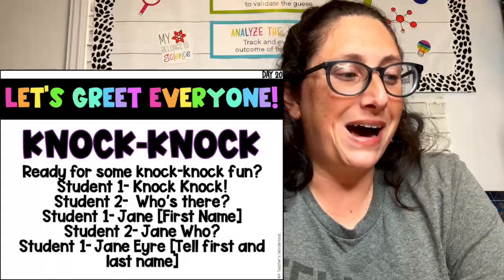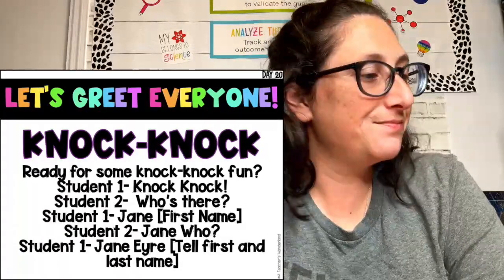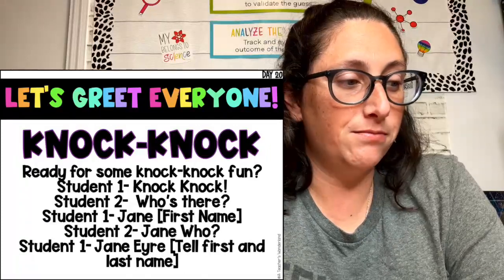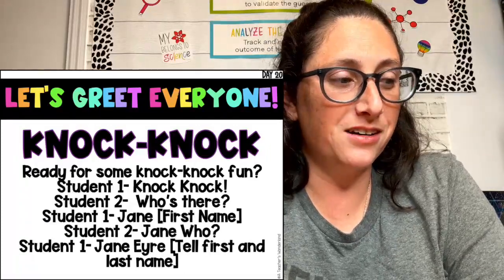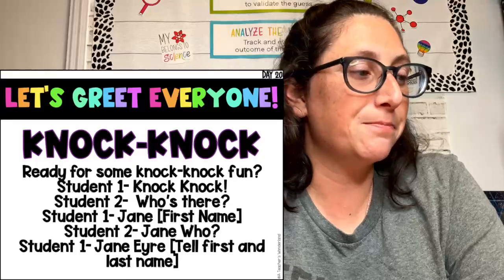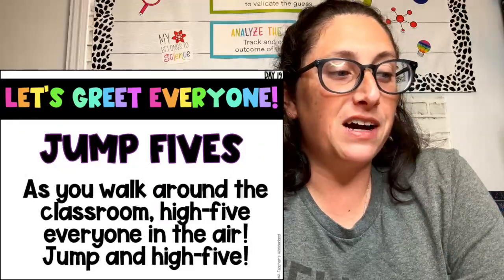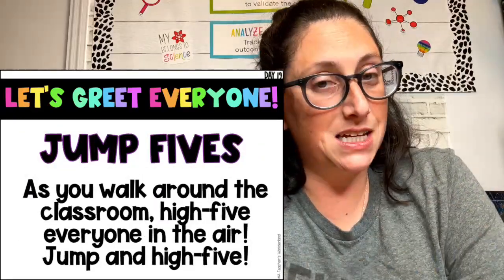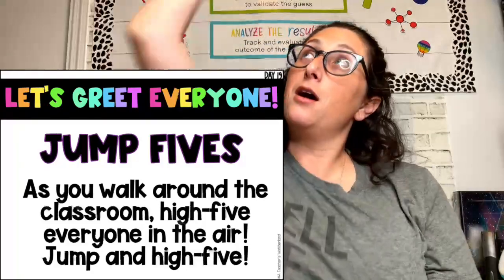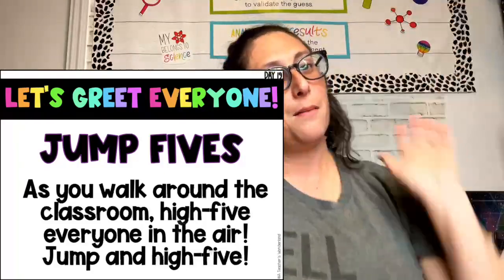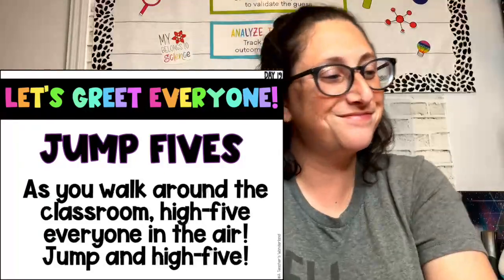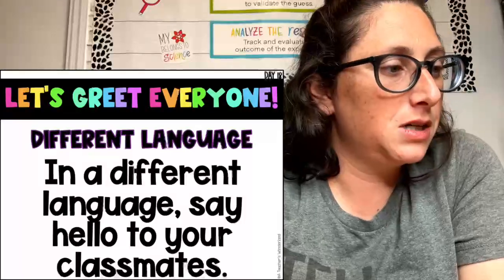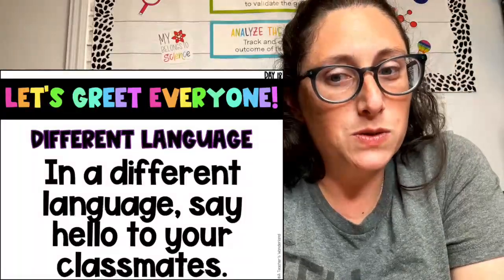Okay. I like to do knock knock. Who's there? Jane. Jane who? Jane Eyre. But you're going to actually tell your first and last name. Jump 5. Okay, if you have kids that like to get their wiggles out as they walk around the classroom, morning, morning, morning, morning. Different language. I love doing this one.